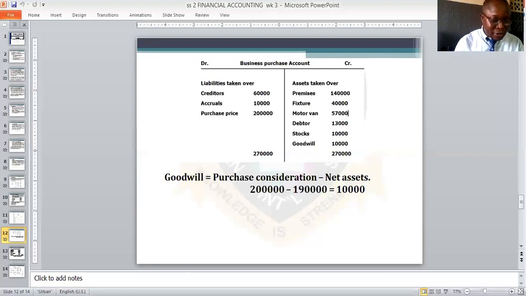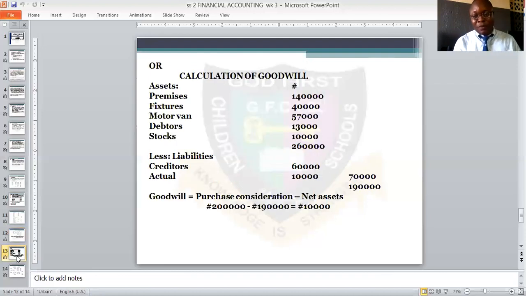You will get capital reserve if the net asset is more than the purchase price. So if you don't want to make use of the other method I showed you, then you can calculate goodwill this way as well. You can calculate it if you don't want to prepare the business purchase account. Then you can also make use of this method.